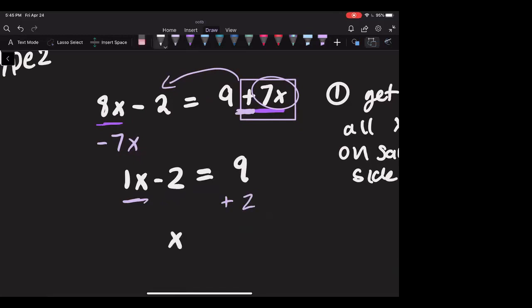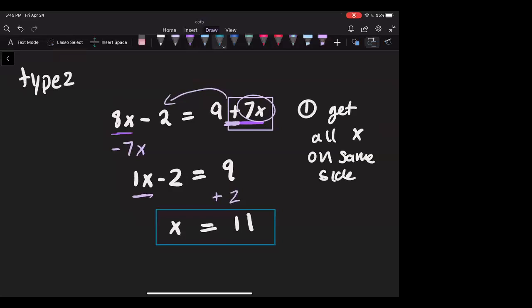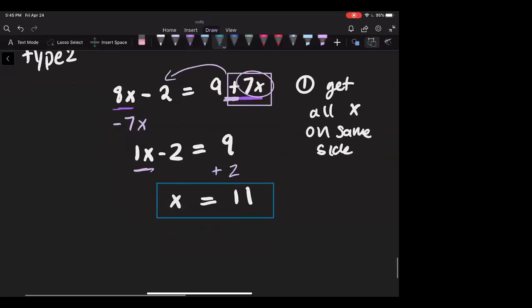So then you have x is equal to 11. X is by itself, so we can square our answer. Does that make sense? Kind of. Could we do a few more? Yes, for sure.